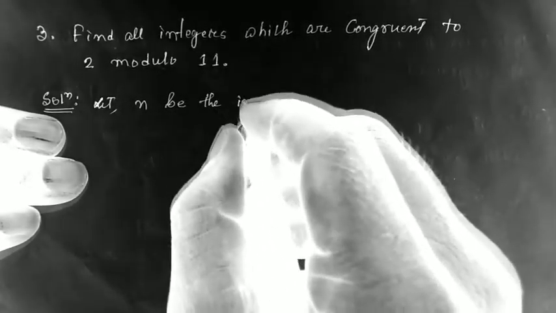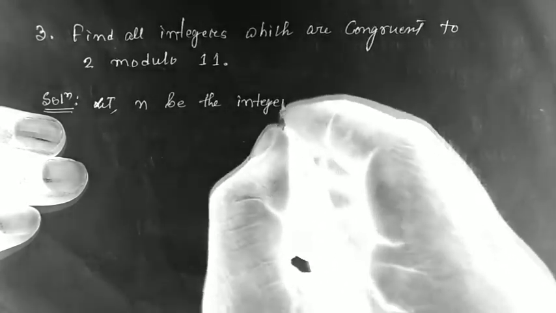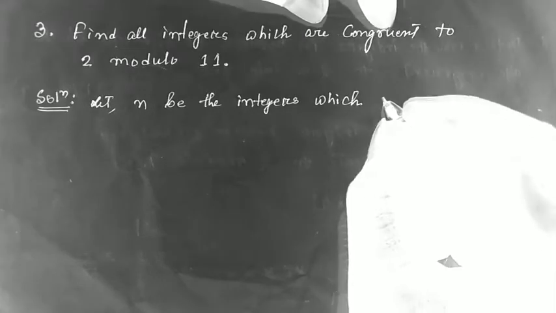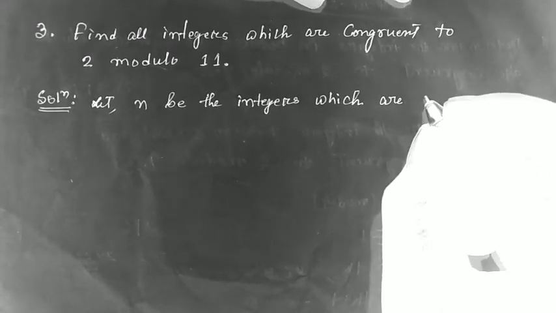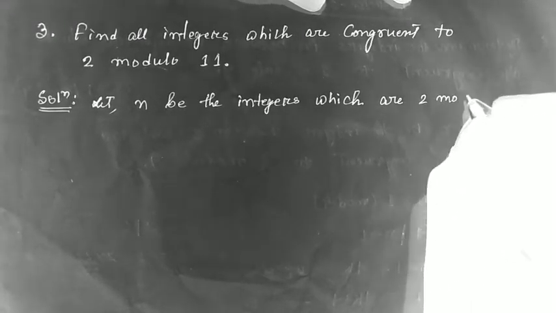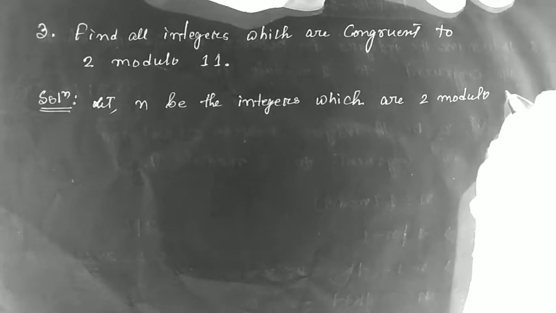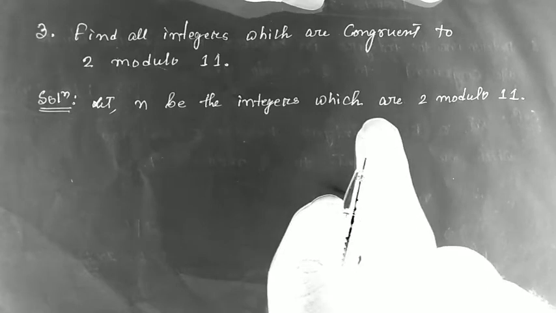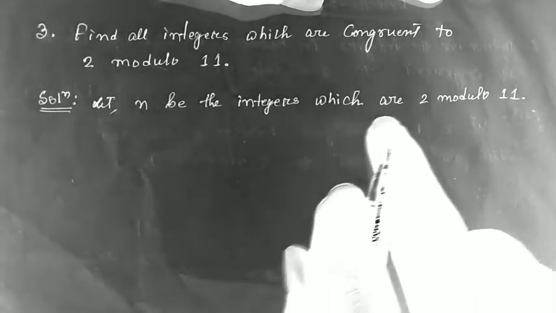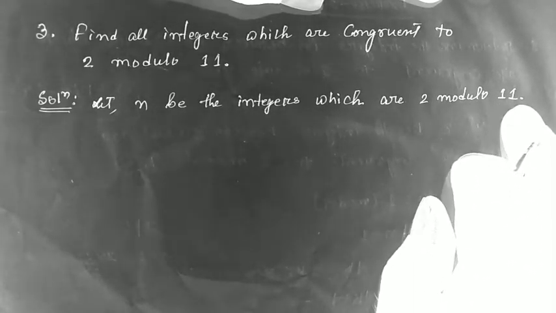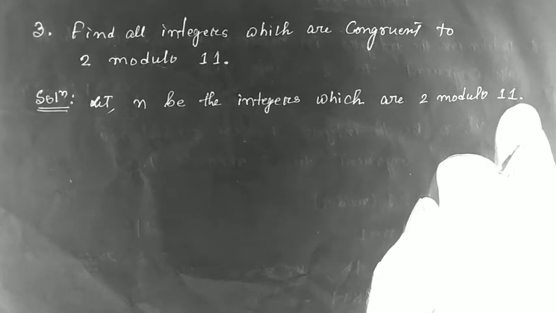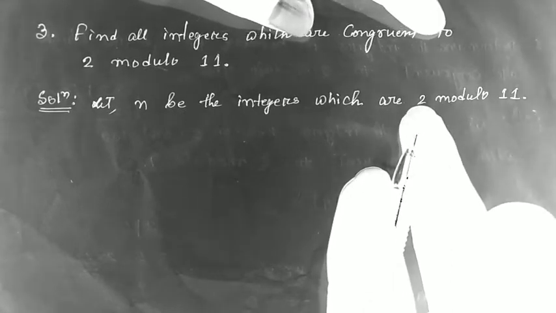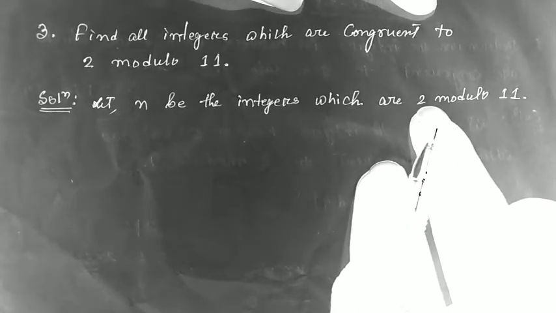Let n be the integers which are 2 modulo 11. So we have taken n as the integers which are 2 modulo 11. There are several different numbers which are 2 modulo 11. There are infinite numbers which are congruent to 2 modulo 11.